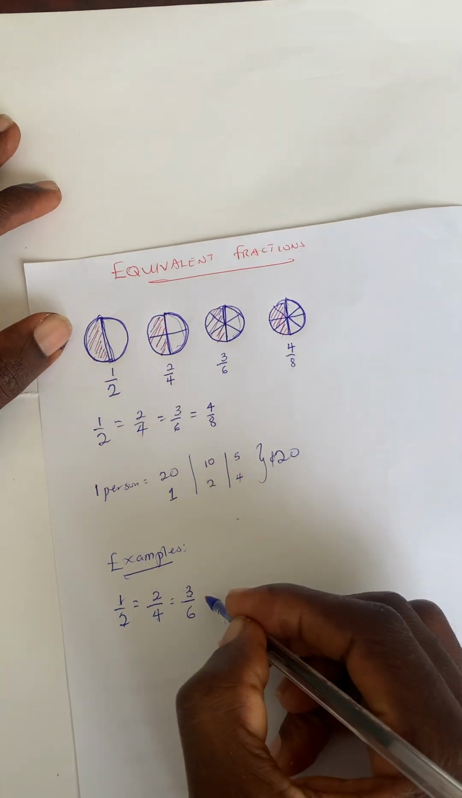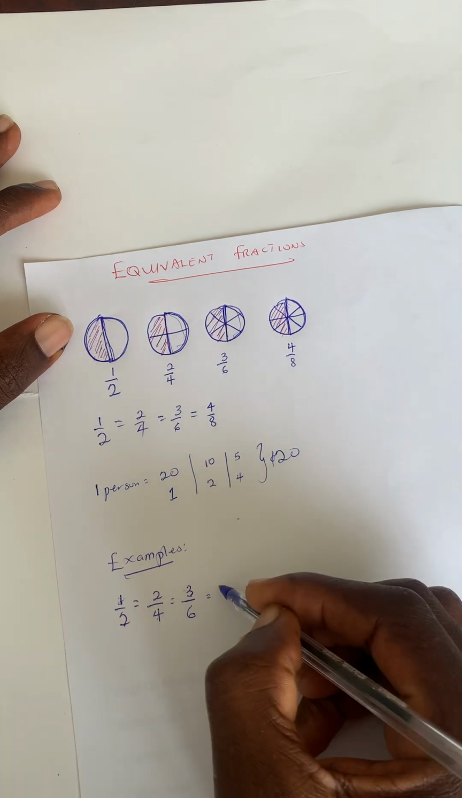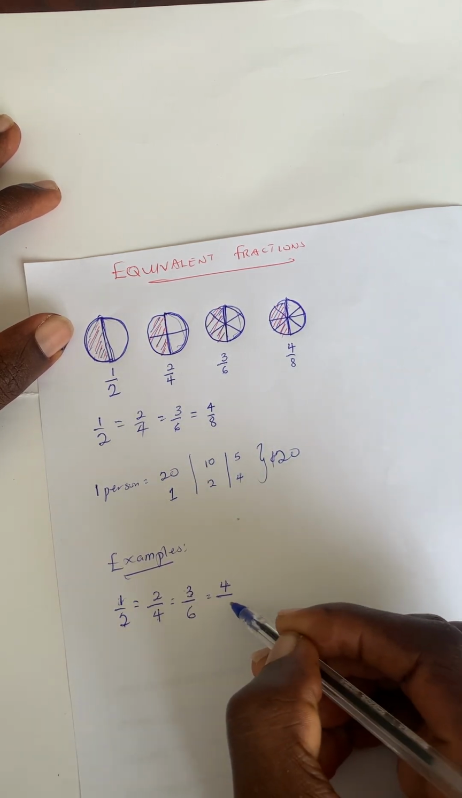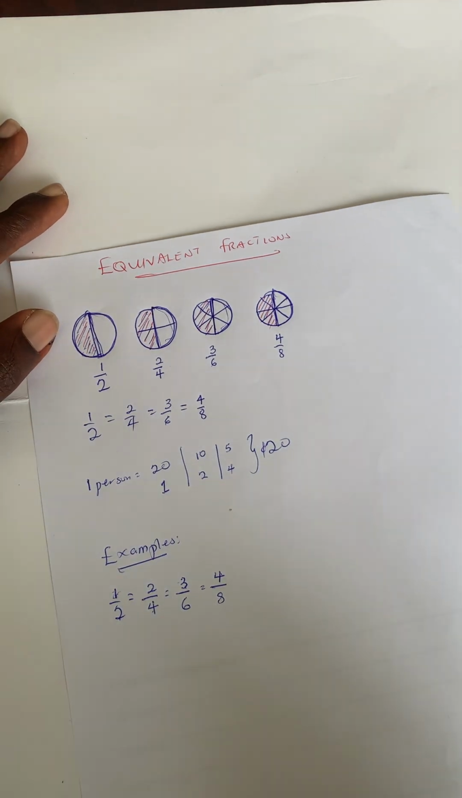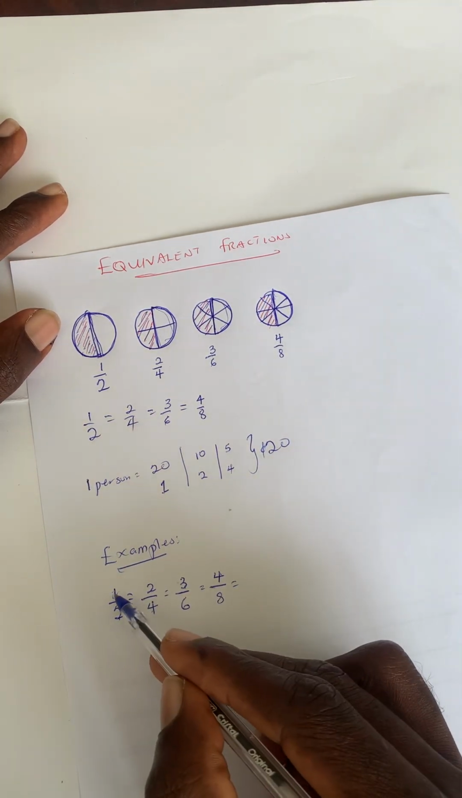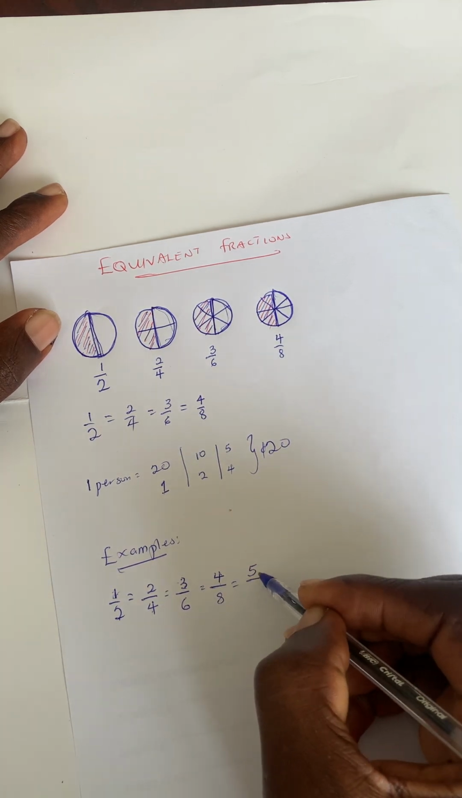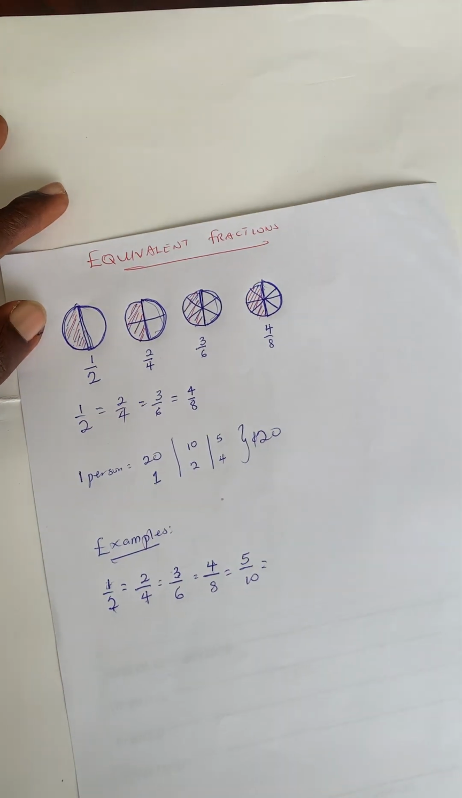Now to get the next one, 1 will be added to 3, so 1 plus 3 will give 4, and the denominator 2 plus 6 will give 8. Then the next one, 1 will be added to 4 to give us 5, and 2 will be added to 8 to give us 10. So hope you understand it.